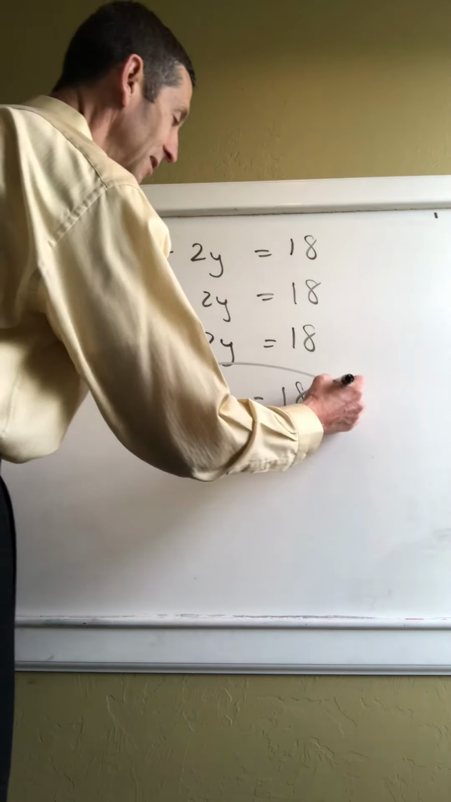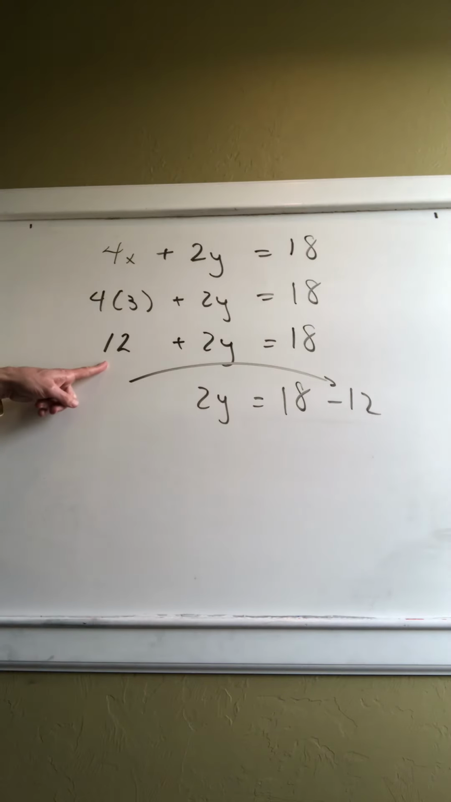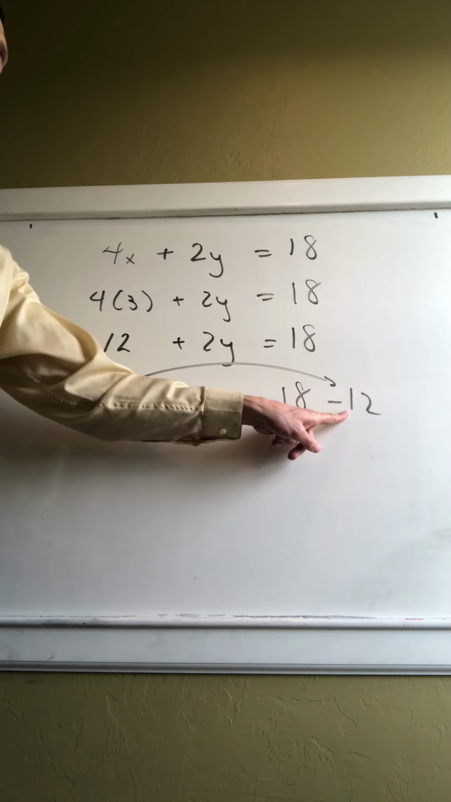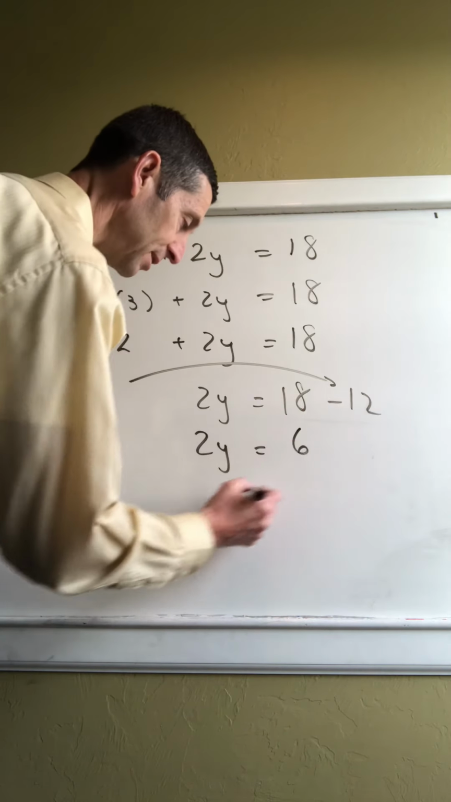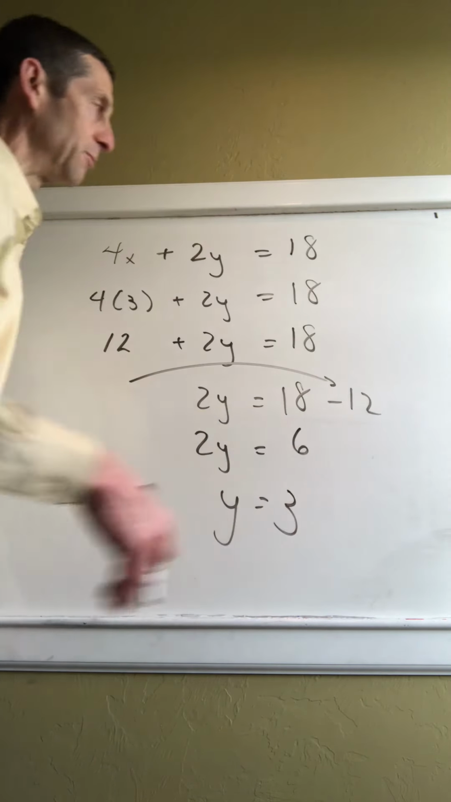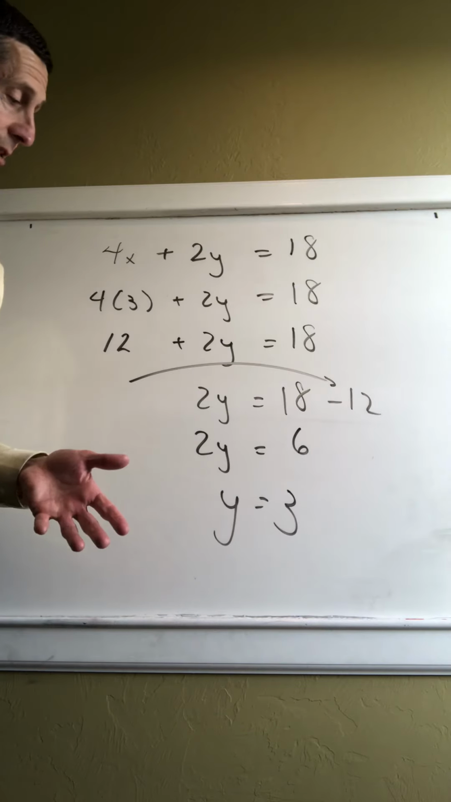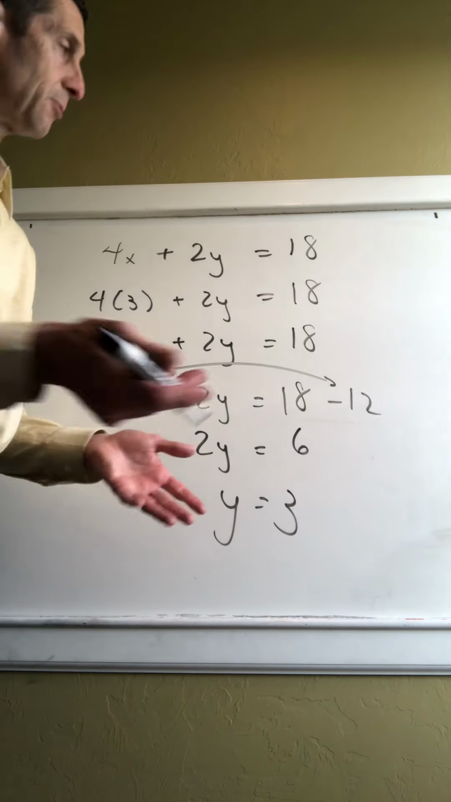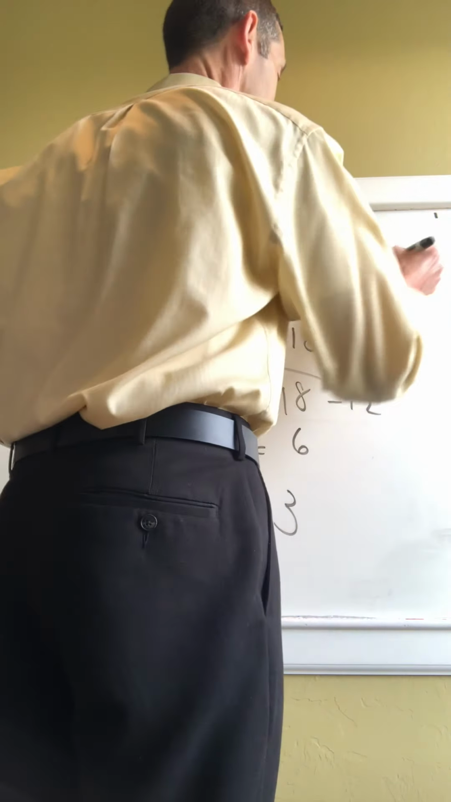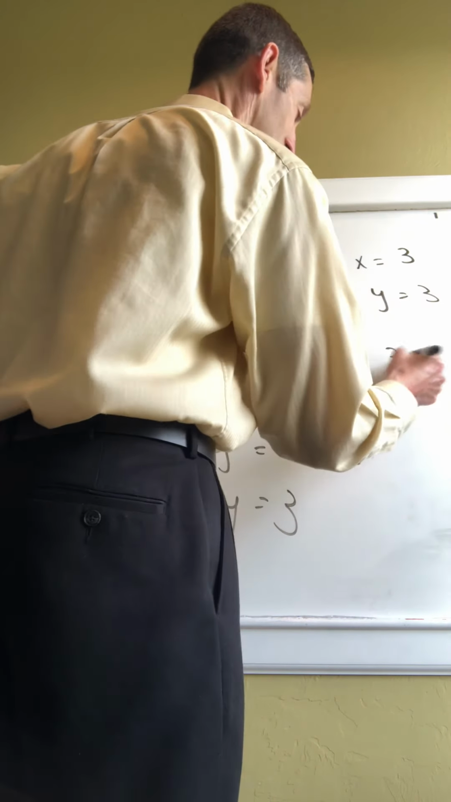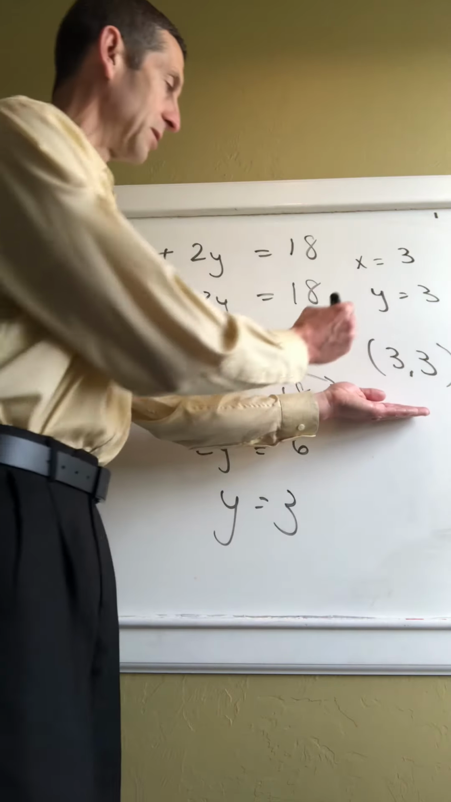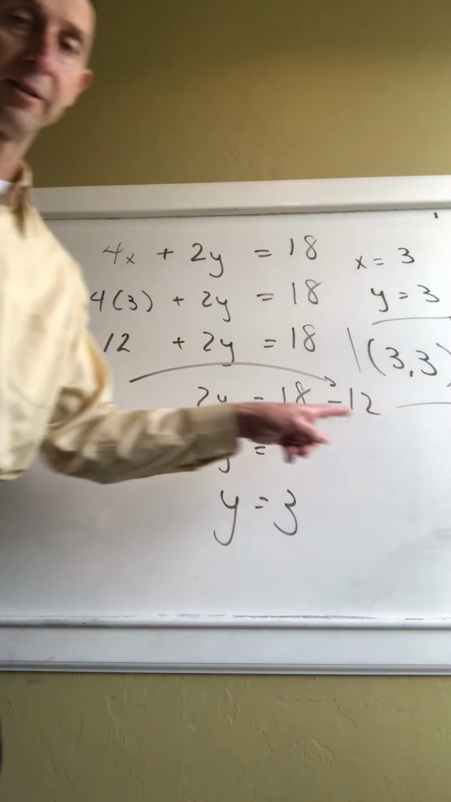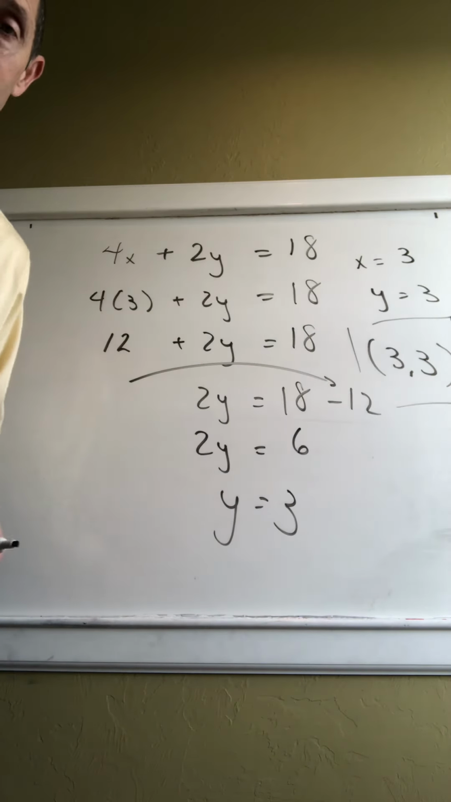Grab the 12. He was positive over here. Moving over there, you're subtracting. So you had 2y equal to 6, and y is equal to 3. So if you remember, x was actually 3 as well. So x equals 3, y equals 3. And you've got your final answer written as an ordered pair. It's money. That's what you want. Solve them for x and y.